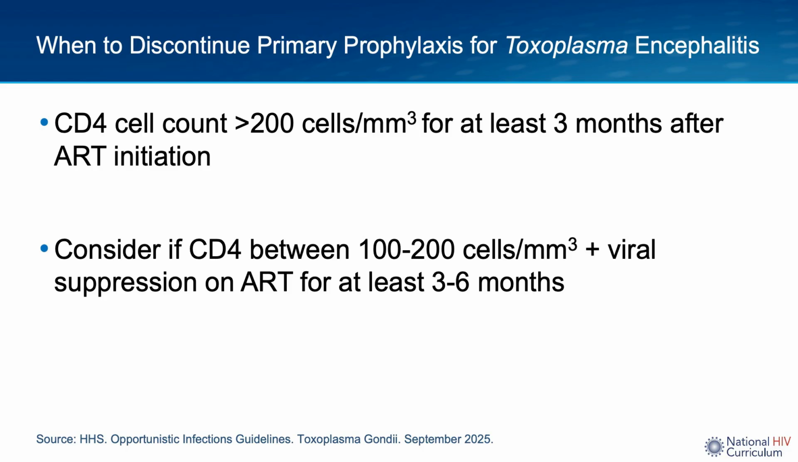Prophylactic medications can be discontinued if the patient is on combination antiretroviral therapy and has sustained rise in CD4 count to greater than 200 for at least 3 months. You can consider discontinuing prophylaxis for individuals with CD4 counts between 100 to 200, provided the patient is on combination ART, has achieved viral suppression for at least 3 months or more.